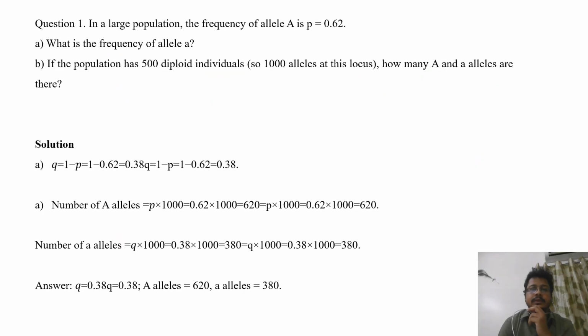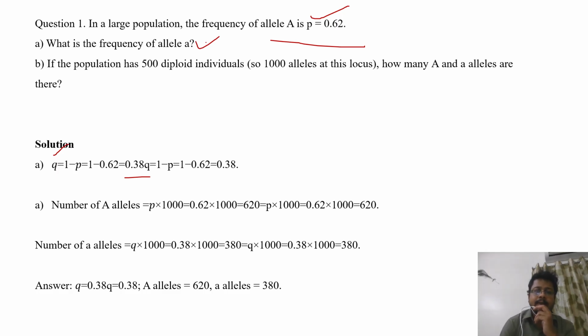Let us go to the questions. A few questions for solving Hardy-Weinberg equilibrium. It is asking: the frequency of allele A in the population is 0.62. What is the frequency of allele a? As we know, P plus Q is equal to 1. We are already given the frequency of allele A, P, as 0.62. So the frequency of allele a will be Q. Q will be 1 minus P, as P plus Q is equal to 1. So 1 minus 0.62 is 0.38.